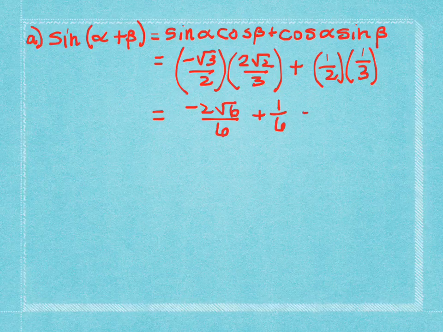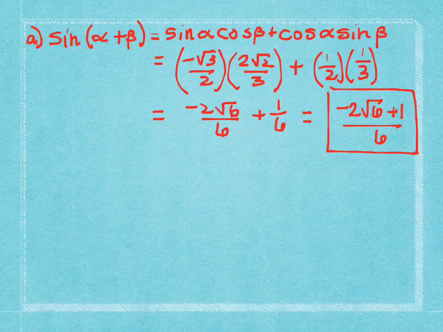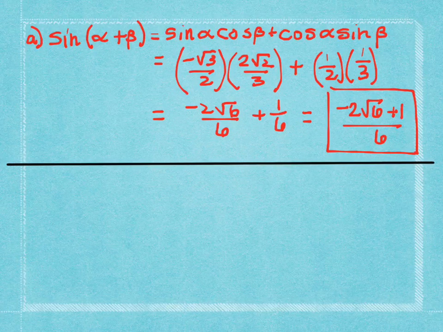And I'll go ahead and combine these on the right-hand side here since I can allow myself a little bit more space. This would then be negative 2 square root of 6 plus 1 over 6. Is that one all right? Okay. We have another one to do on this screen so that I can have enough space. Part B. Part B was cosine of alpha plus beta.